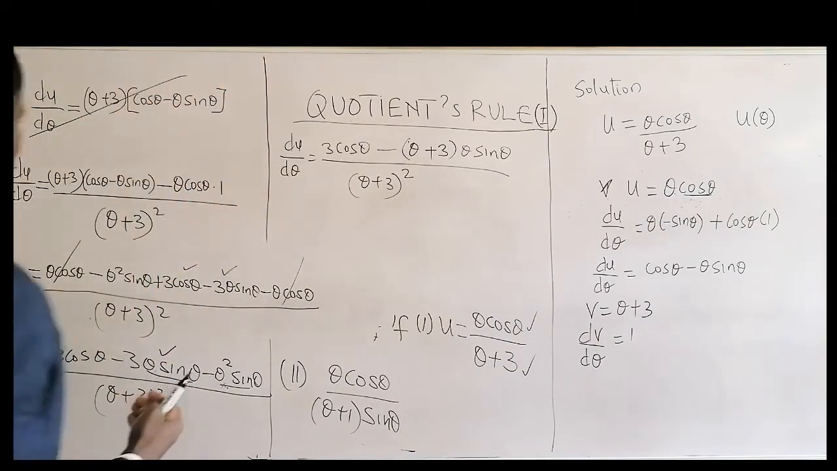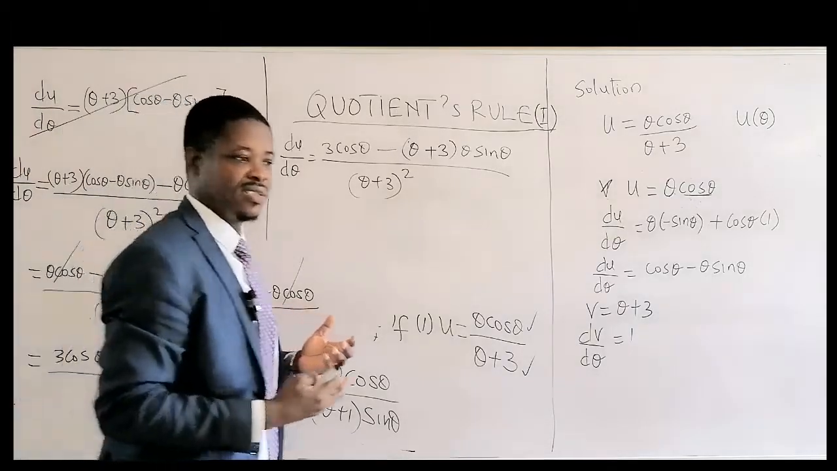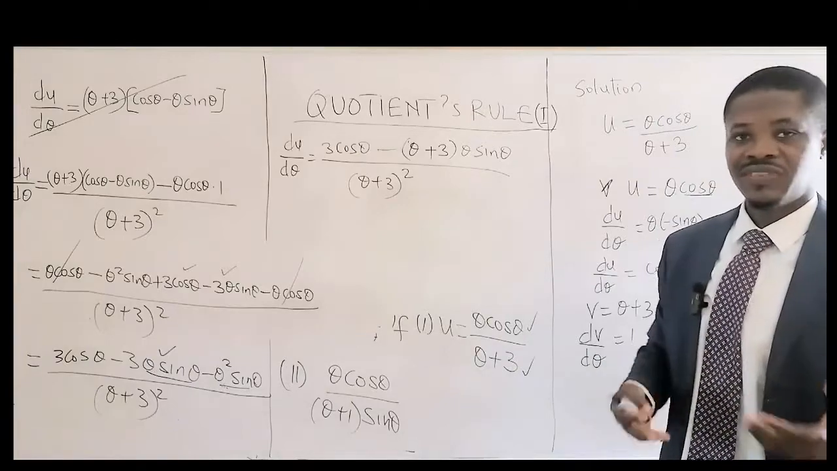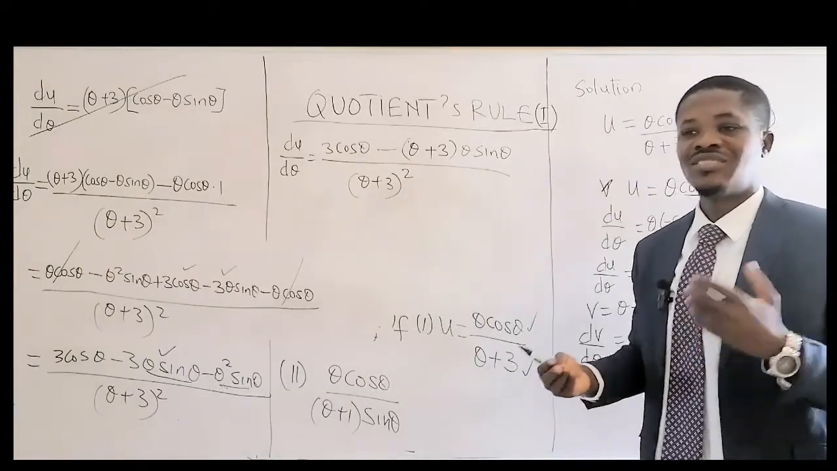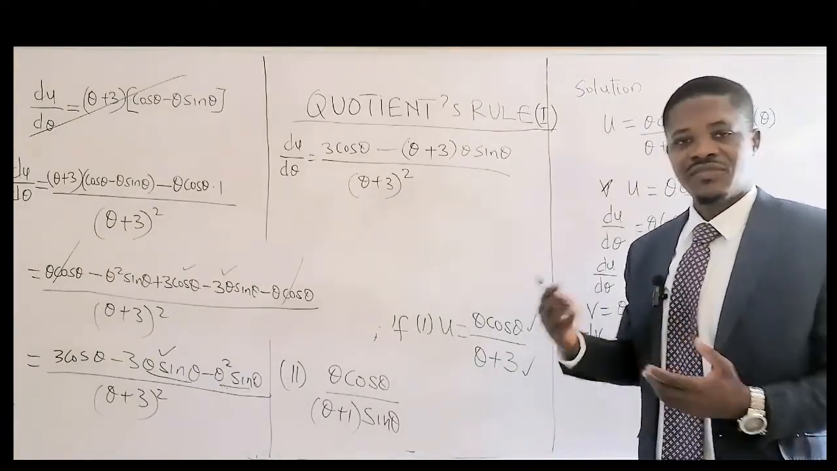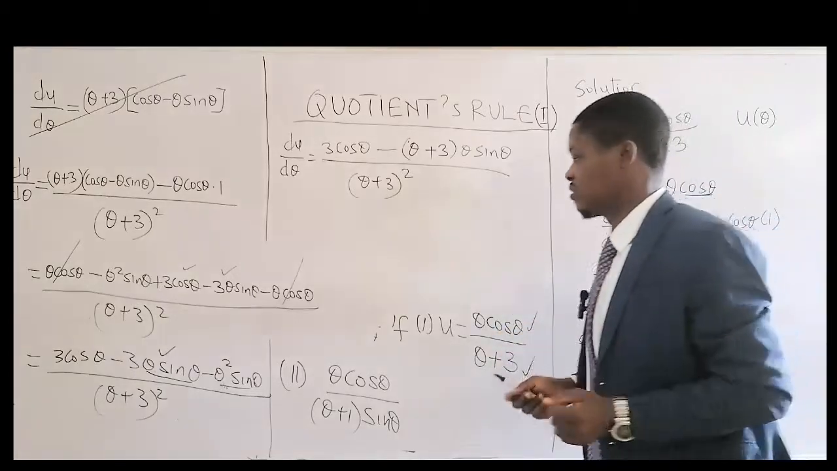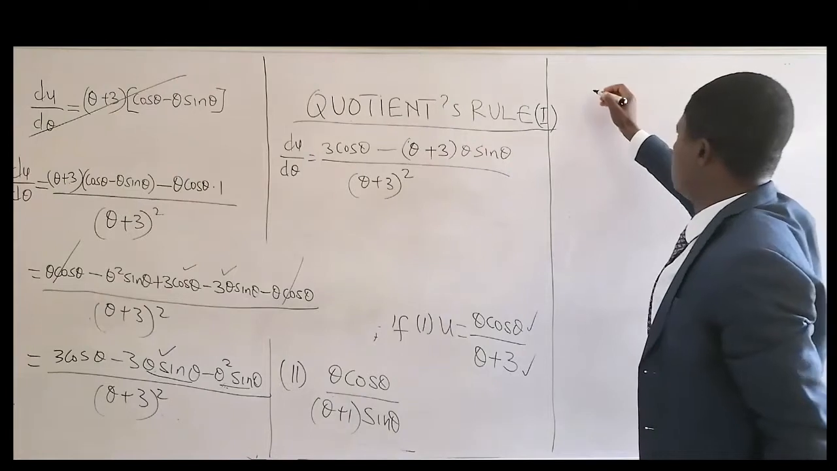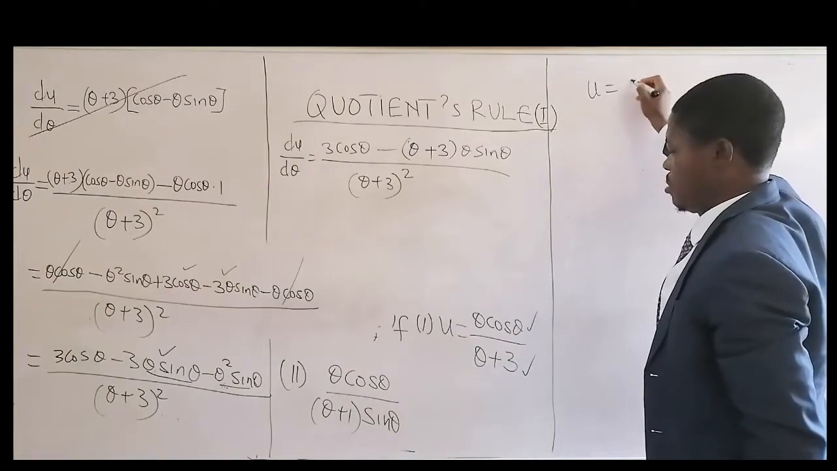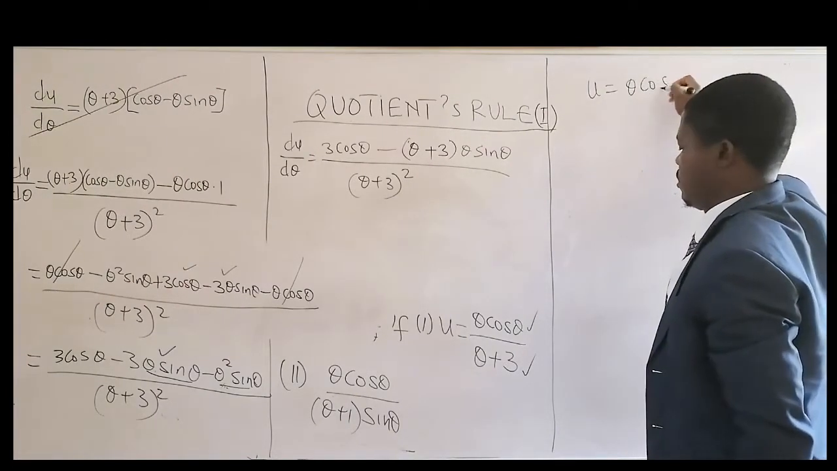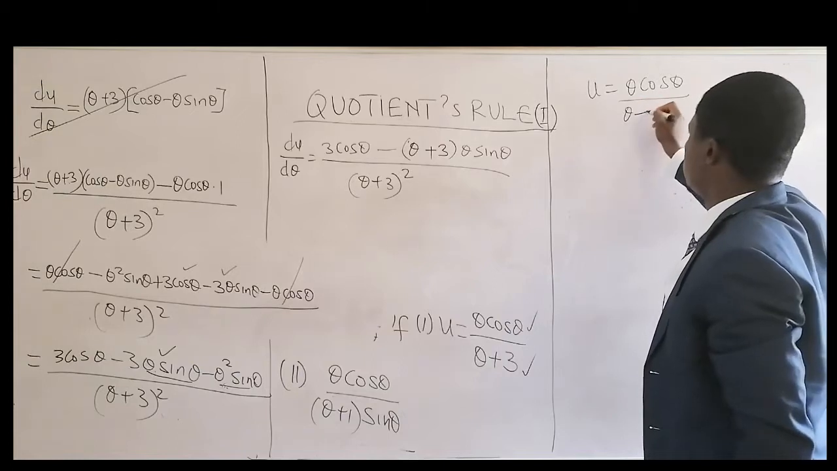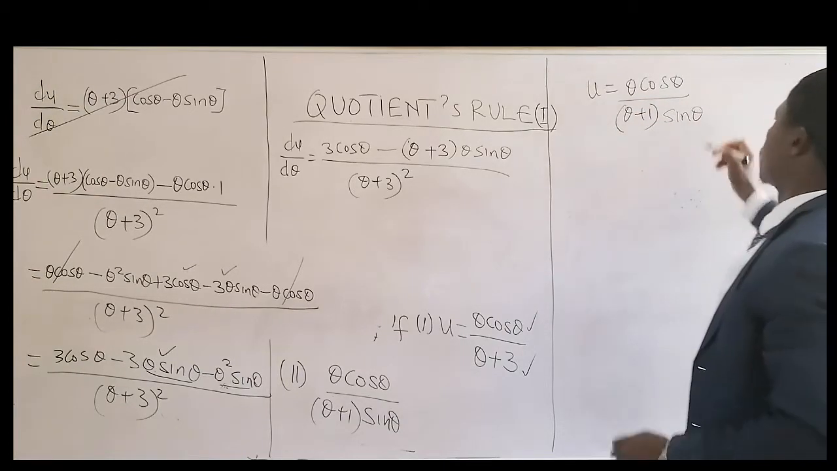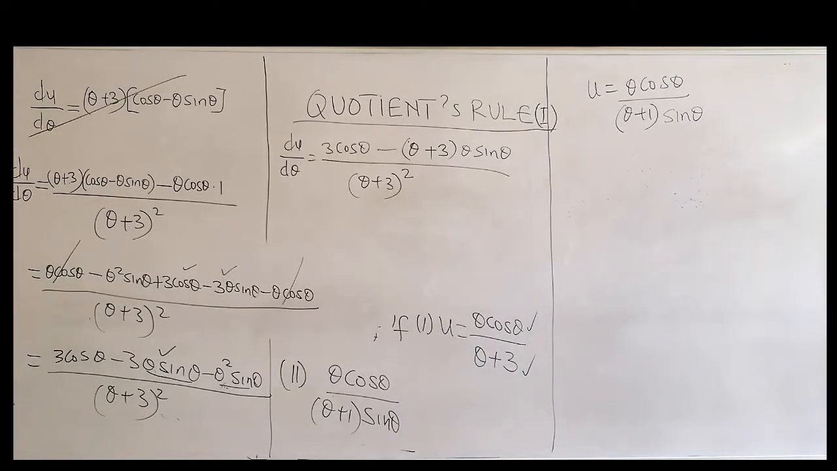The thing is very simple. Use the formula, follow the condition that the question requires. It is a quotient rule, use it. The product rule, use it. And the other thing is just the algebra: factorizing, expanding, all those things. Find the u d theta. The second one, u is equal to theta cos theta over 1 plus theta over sin theta. So that's what we have.